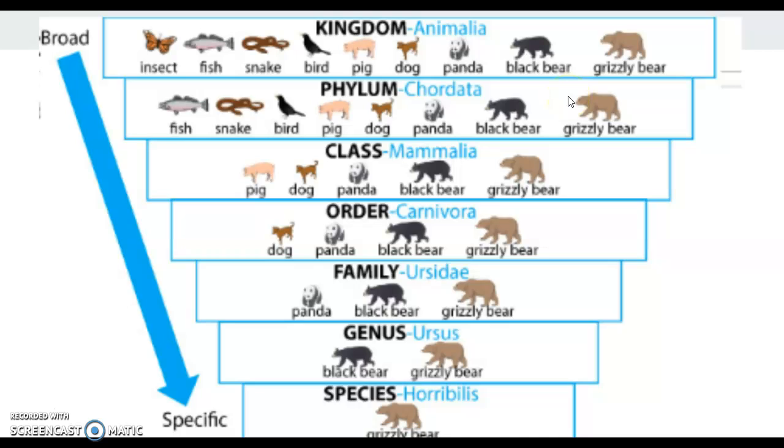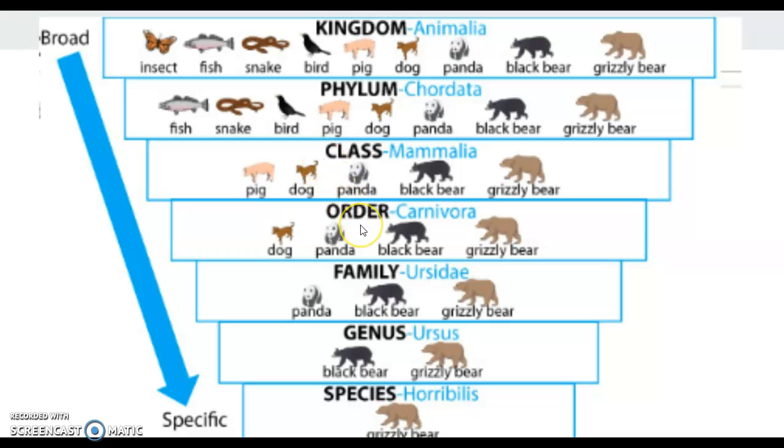We can then split these into smaller and smaller groups based on similarities. So in the phylum Chordata, these are specifically vertebrate animals. The insects are invertebrates, so they are not included in this grouping. We can break it down even further into mammals. That's the class, and so we eliminate the snake and the fish because they are not mammals.